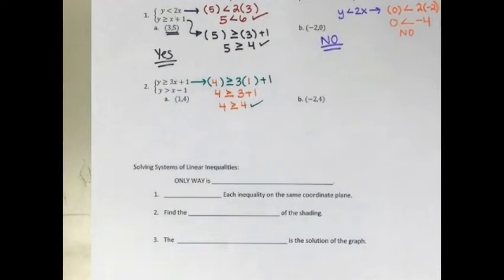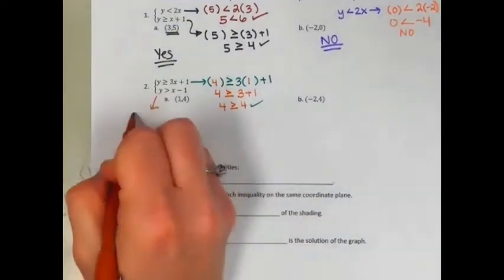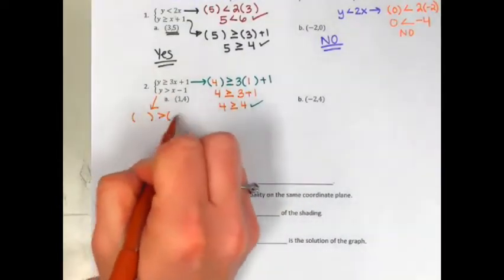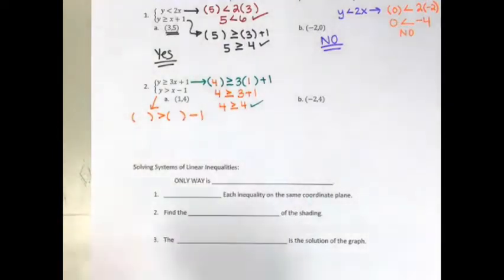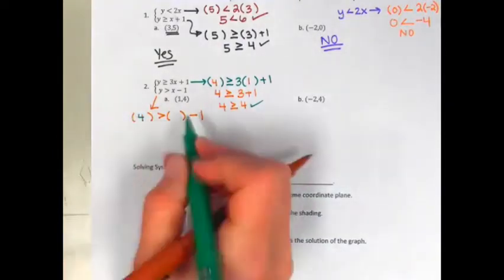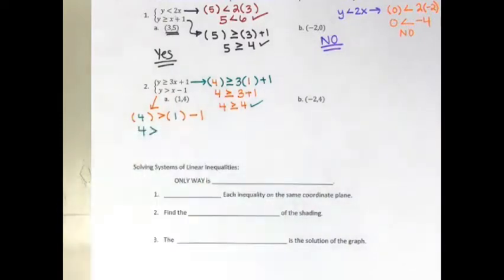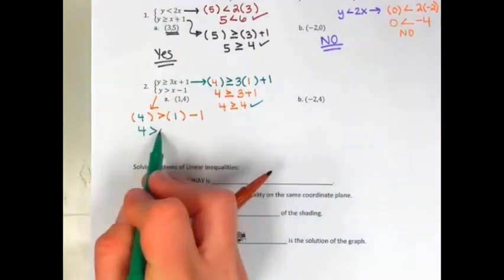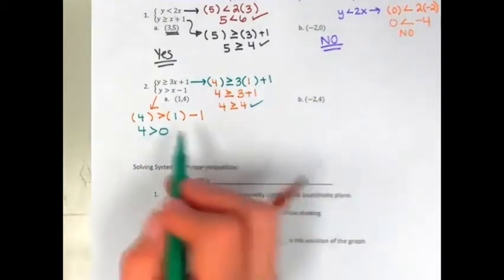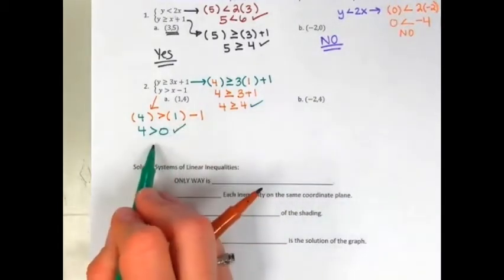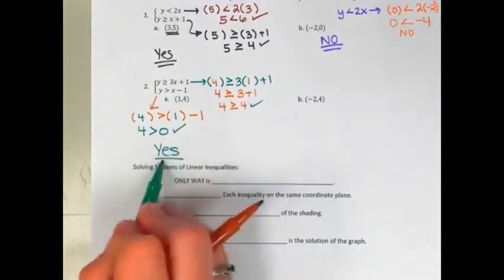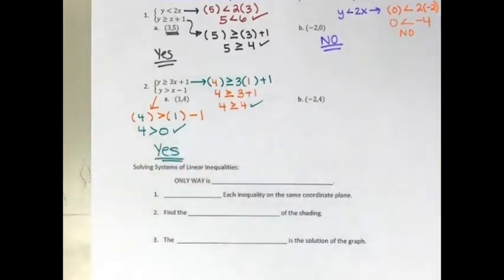Let's try the next one. Is y greater than x minus 1? And what's my y? 4. And what's my x? 1. So is 4 greater than, what's 1 minus 1? 0. Is 4 greater than 0? Yes, it is. So is this a solution? Yes, it is. All right, what about B?